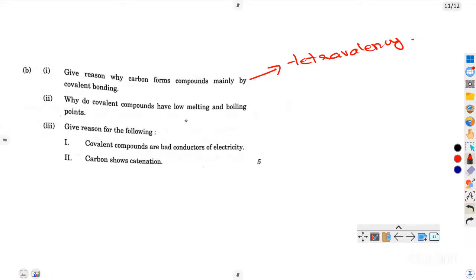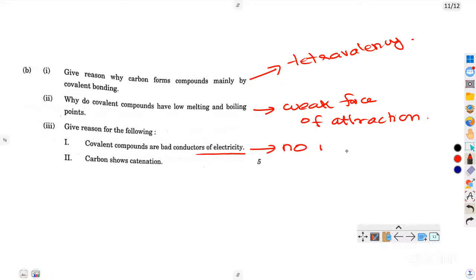Why do covalent compounds have low melting and boiling point? Due to weak force of attraction. Yeah, correct. Intermolecular forces are less. Correct, Krishnaveni. Give reason: covalent compounds are bad conductors of electricity. No ions. So ions are the charge carriers. So there are no ions, or we can write no free electrons. No ions or no free electrons. Both you can write. Okay.